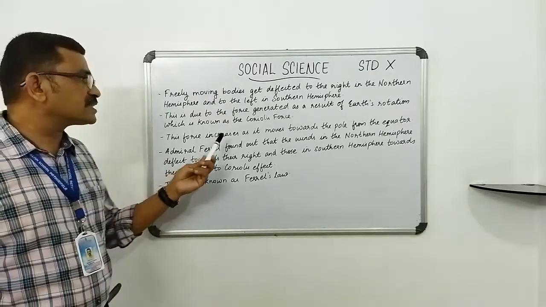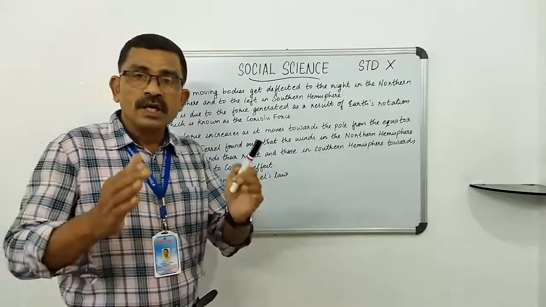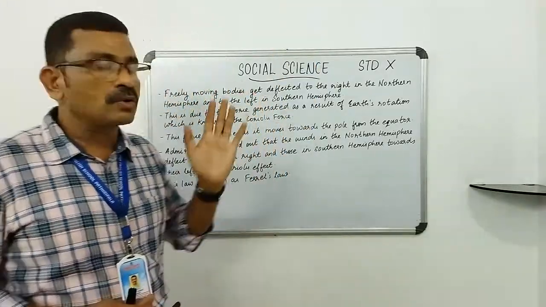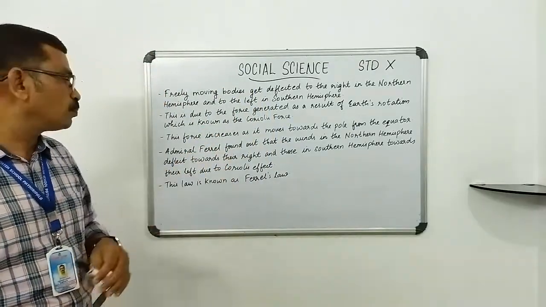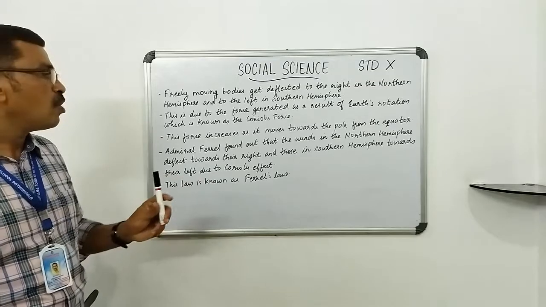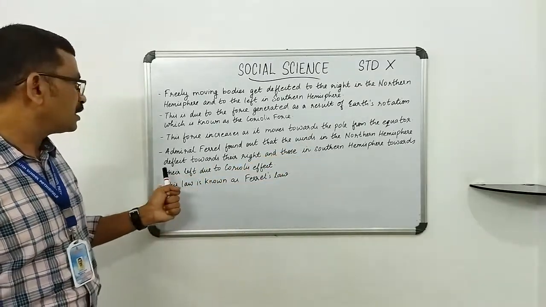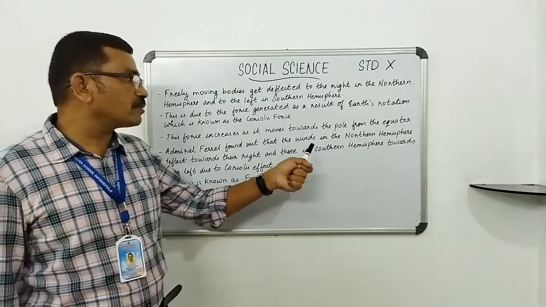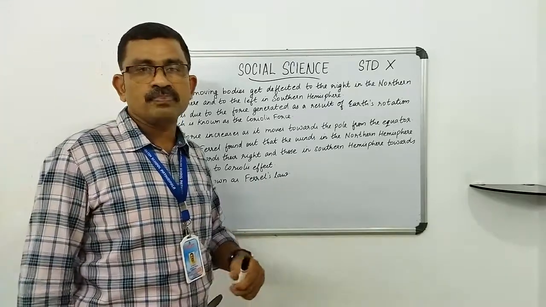This force increases as it moves towards the poles from the equator. As it moves from the equator towards the North Pole and the South Pole, its speed increases, and the movement increases. So Admiral Ferrel found out that the winds in the northern hemisphere deflect towards the right and those in the southern hemisphere towards the left due to the Coriolis effect.